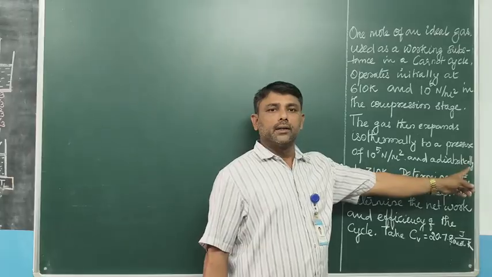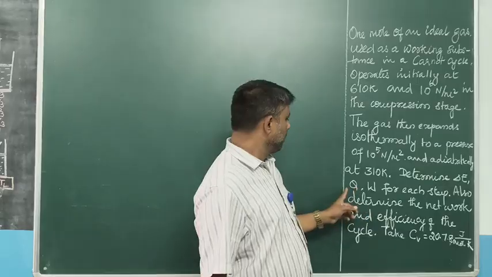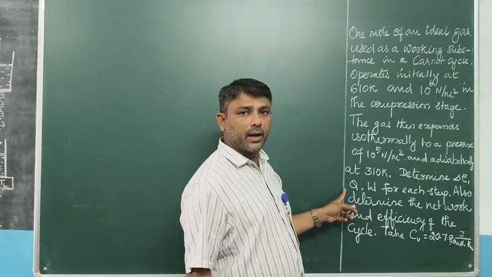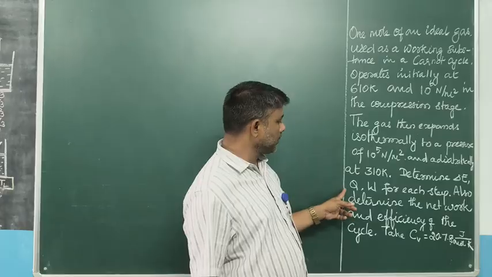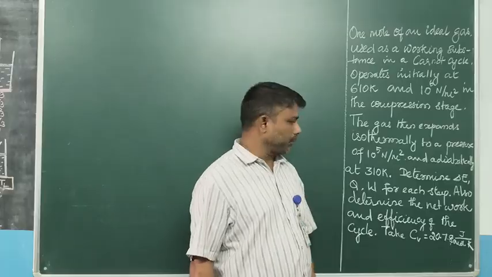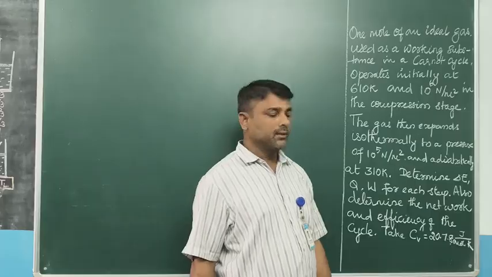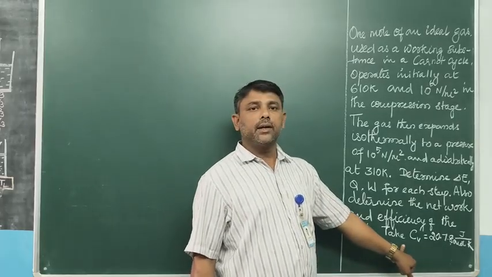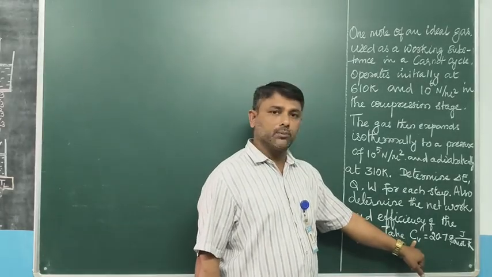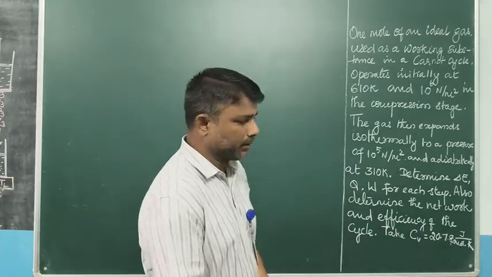Determine net change in energy, amount of heat added and removed from the system and surrounding, net work done for each step. Also determine the net work and the efficiency of the cycle. Take heat capacity at constant volume Cv is equal to 20.78 joule per mole degree Kelvin.